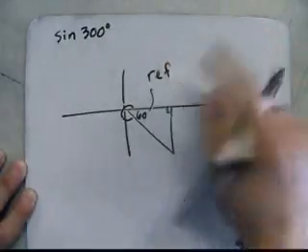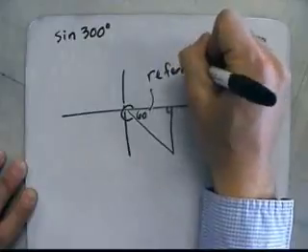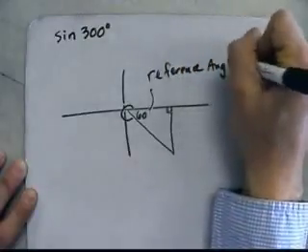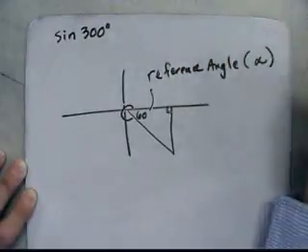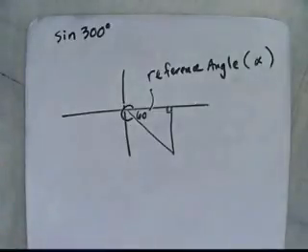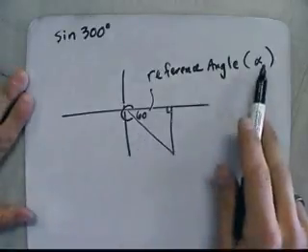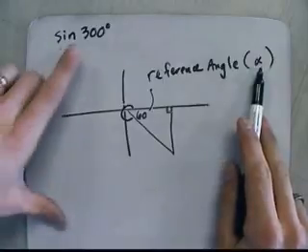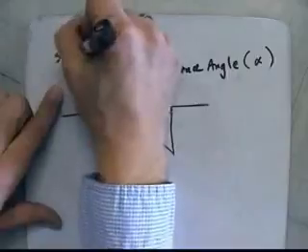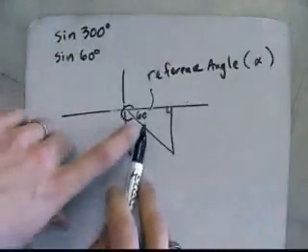Oops, spell it right. Most common for reference angle, they're going to use the alpha. Your theta is your entire angle, how you get there. The alpha is going to be your reference angle. So my reference angle for this is actually going to be alpha, which is 60 degrees. So if I want to find the sine of 300, that's going to be the same as finding the sine of 60 degrees. My reference angle is 60 degrees.